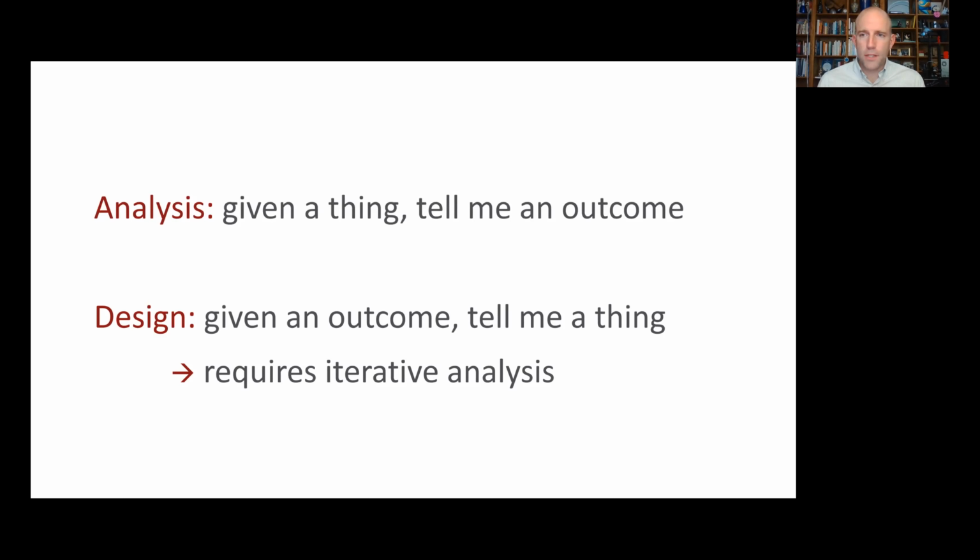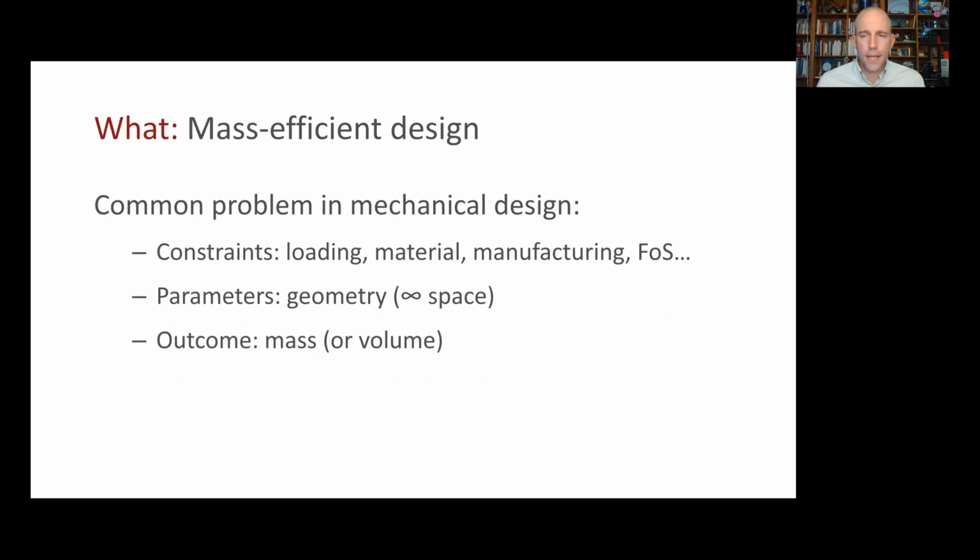There are many such processes in mechanical systems, but one that comes up often is design for mass efficiency. And it's a good study case to talk about this approach. I like to think about mass efficient design as an optimization problem. We have constraints that we need to meet. We have parameters where we can choose anything we like, and we have an outcome we're trying to maximize or minimize. In the case of mass efficient design, our constraints include loading, material, manufacturing, and factor of safety.